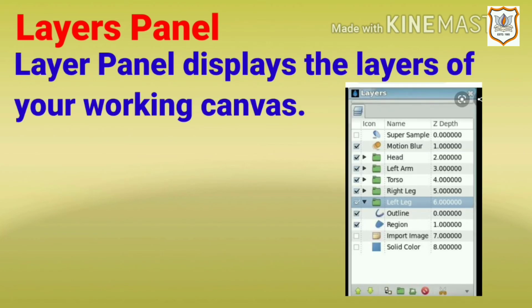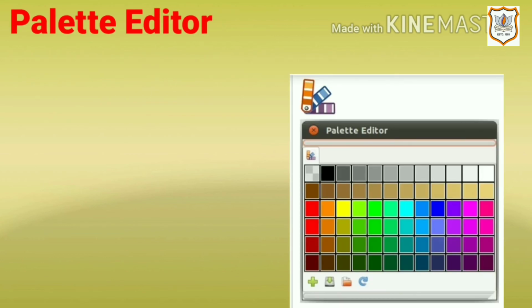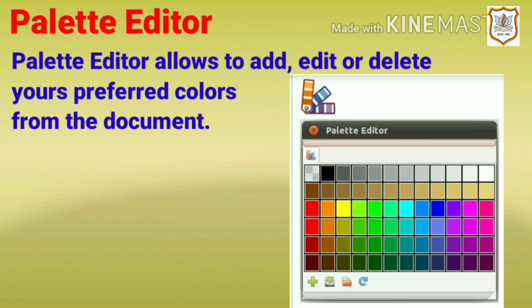Next panel is the layers panel. Layers panel displays the layers of your working canvas. An individual layer in Synfig represents a single primitive, for example a single region, an outline of a region, an imported JPEG. This allows you to have a great deal of flexibility and control. Palette editor allows you to add, edit or delete your preferred colors from your document.